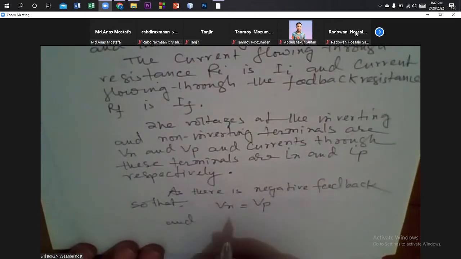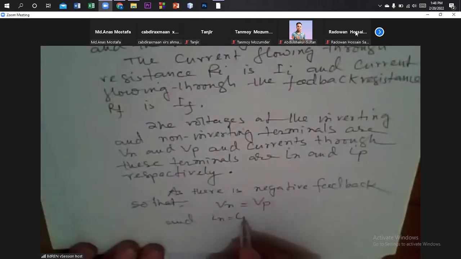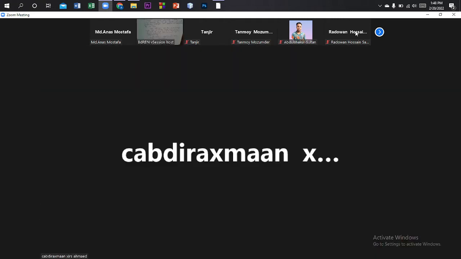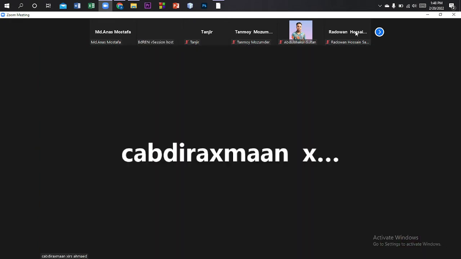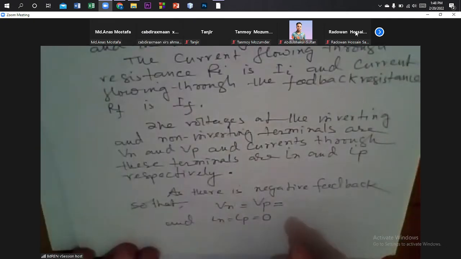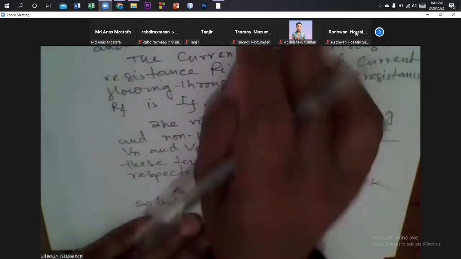And what can we write? Second condition is IN is equal to IP is equal to 0. But we do not know the value of VN and VP. We cannot say. But we shall now check what is the value of VN and VP. Now we shall check from the figure. Come to the figure.